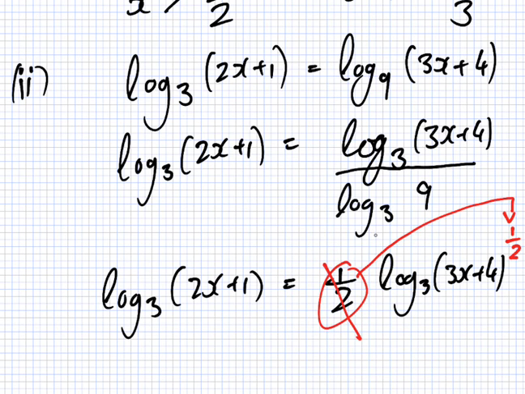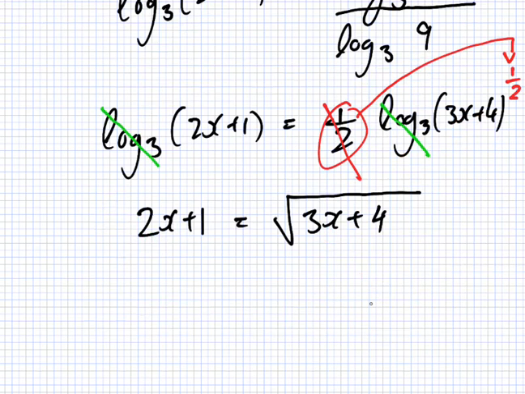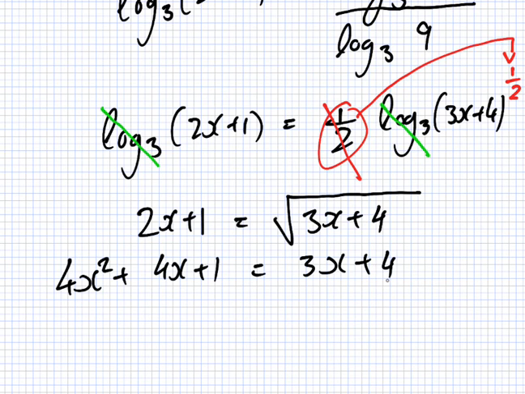And then the next thing to do is now we can cancel the logs. So we end up with 2x plus 1 equals square root 3x plus 4. We square both sides to cancel the square root, and we get this when we square both sides. So we end up with this equation.